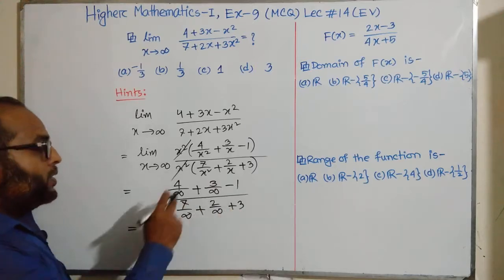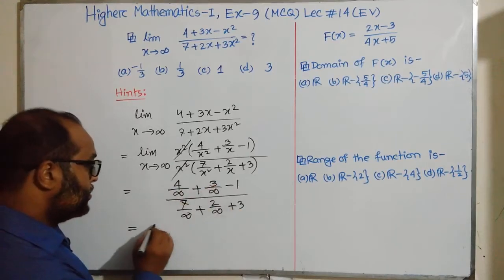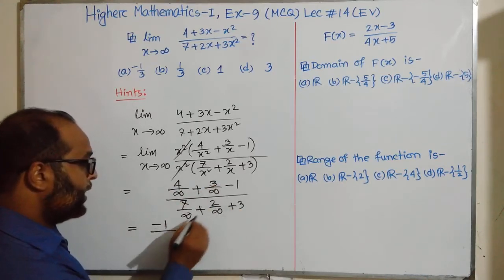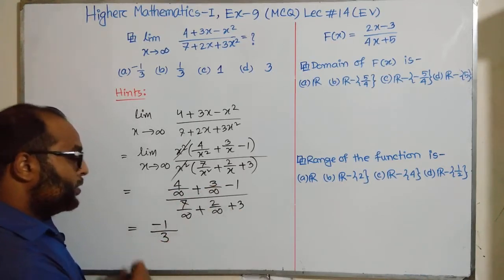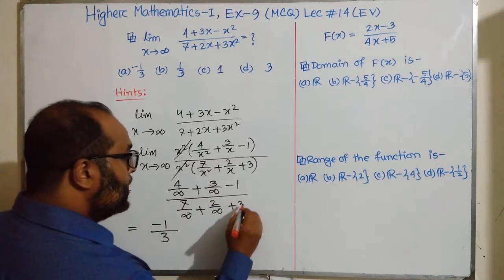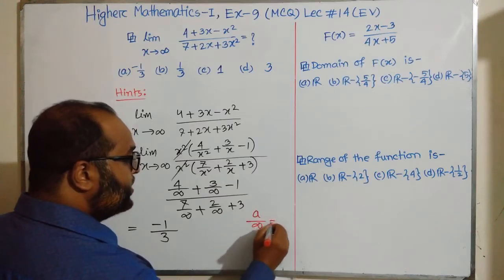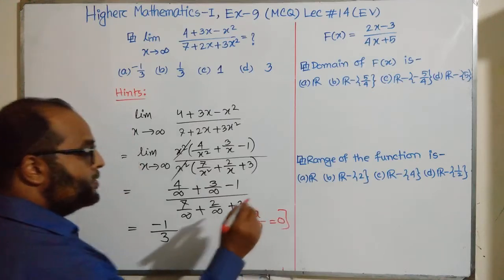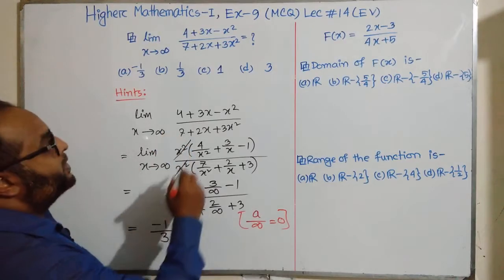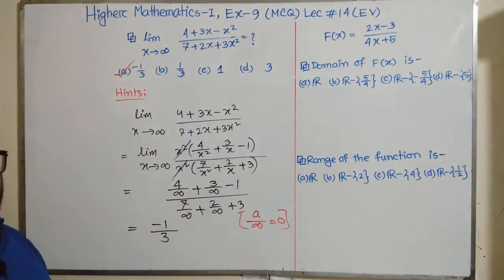Here you know something by infinity is 0, that means in numerator we get minus 1 and in denominator we get 3. So here we use any number, that means a is constant divided by infinity, this is 0. So here answer is minus 1 by 3.